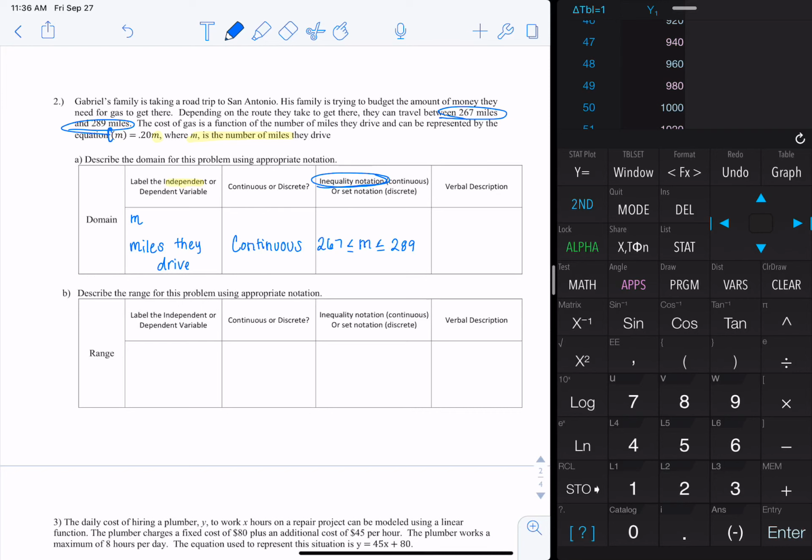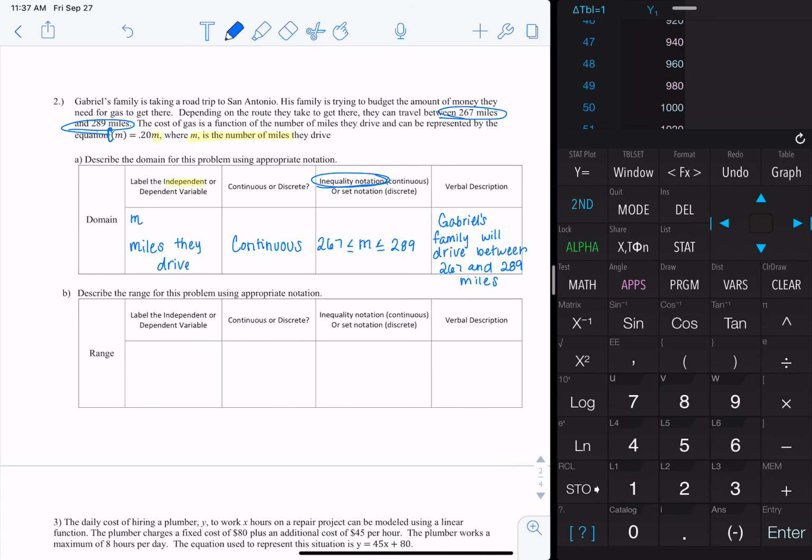So our verbal description is Gabriel's family will drive between 267 and 289 miles.